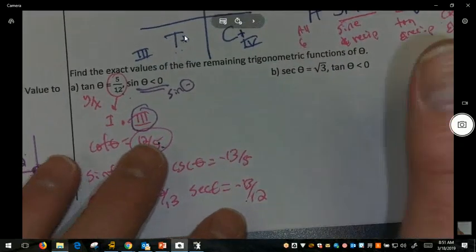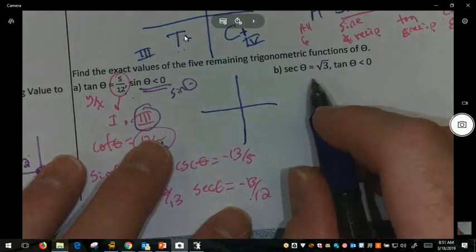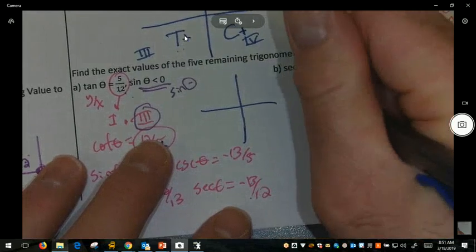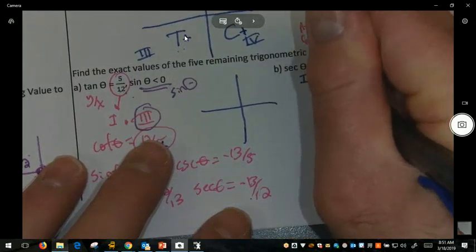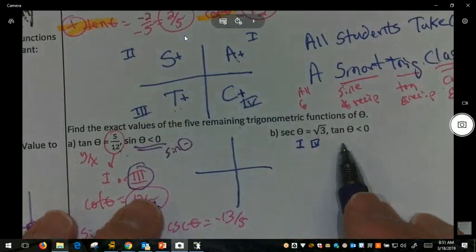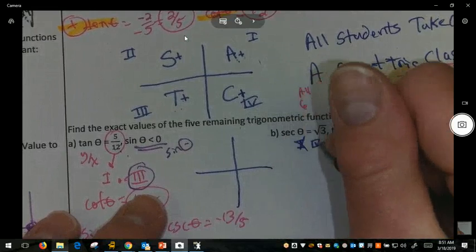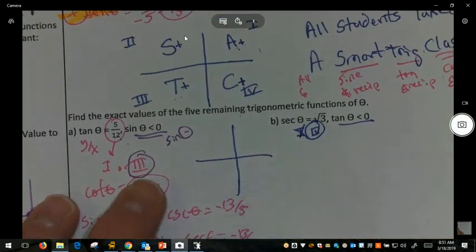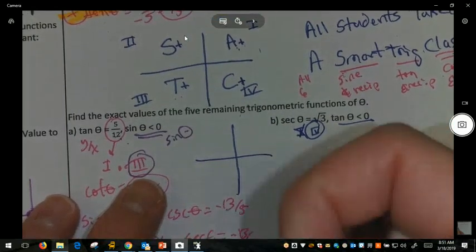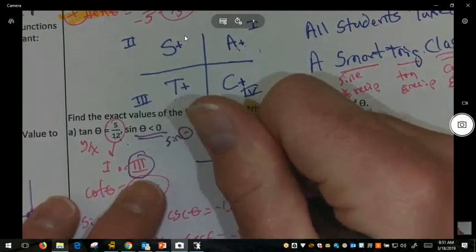Let's try this for letter B. In letter B, they've given you the secant value. Secant is the reciprocal of cosine, and cosine is positive in quadrants 1 and 4. Tangent is negative, however. In quadrant 1, tangent's positive, so it can't be quadrant 1, it has to be quadrant 4. So I draw a terminal ray, it can be any length, I don't really care, in quadrant 4 and come up to the x-axis.